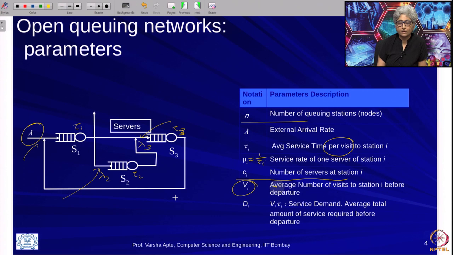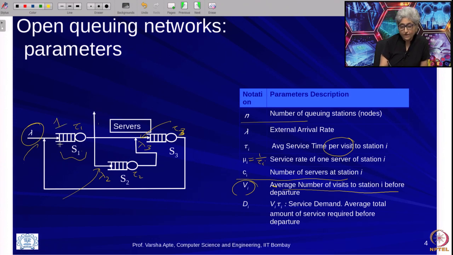This Vi is a very, very important new parameter for open queuing networks. This is the average number of visits to station i before departure. Okay? So, without this, we cannot really analyze or understand the queuing network and its throughputs and utilizations and response times and so on. Because once we are talking about some request visiting a server multiple times, we need to know how many times it did. So, for example, we know that server 1, there is feedback here, server 1 is obviously going to be visited more than once, because every request that comes from outside visits server 1 once, and then there is some probability that it goes, of course, after one visit itself it can go.